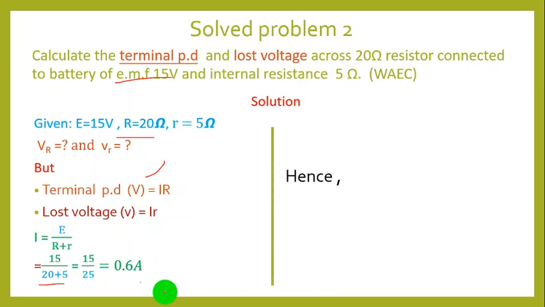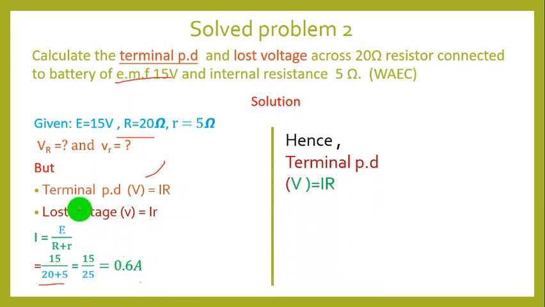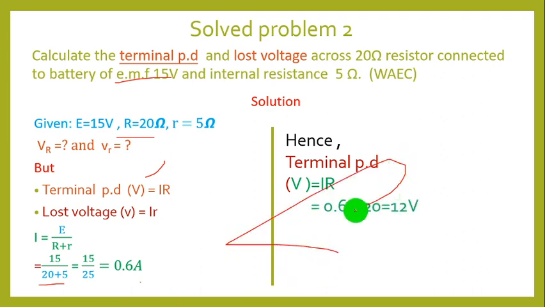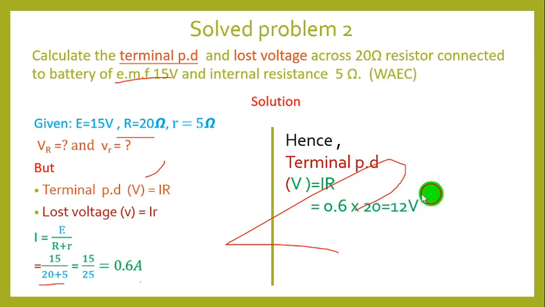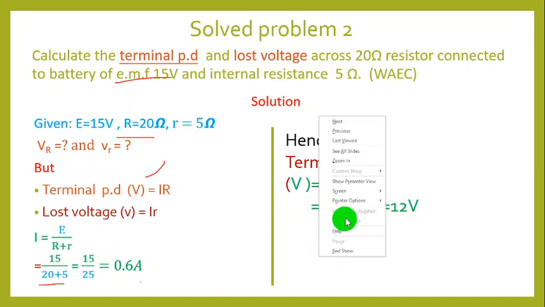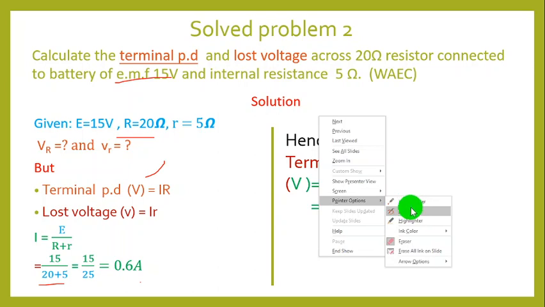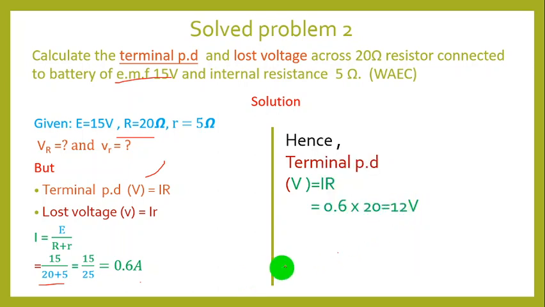And from this, we can now get the value of our terminal potential difference by simply substituting the values in the question. Substituting the value of I in the question, that will give us the value to be the same thing as what now? 0.6 multiplied by 20, which will give me 12 volts.